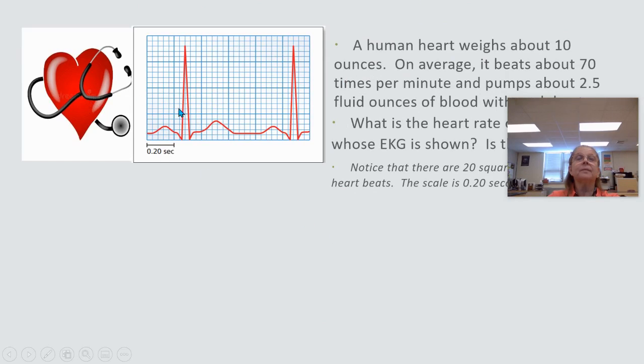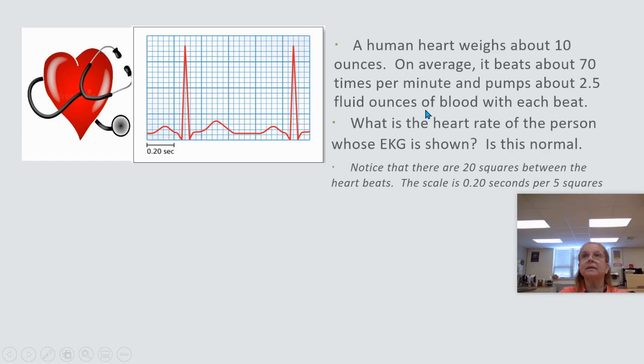Okay, so this is an EKG. From the very tip of one peak to the tip of the other would be considered one beat. Let's look at what they tell us here. A human heart weighs 10 ounces. On average, it beats 70 times per minute, and pumps about 2.5 fluid ounces of blood with each beat. What is the heart rate of the person whose EKG is shown? Is this normal?